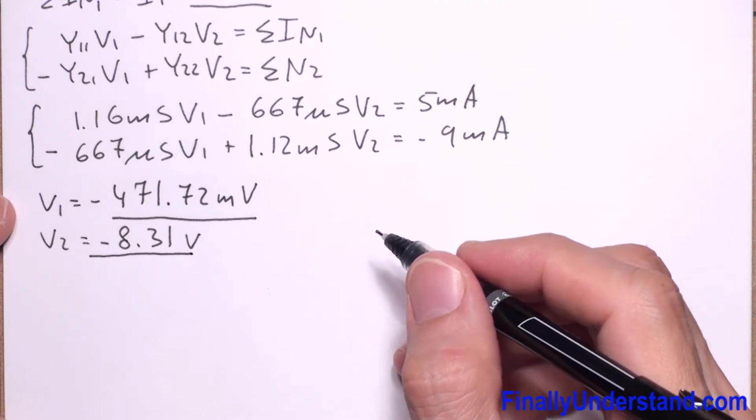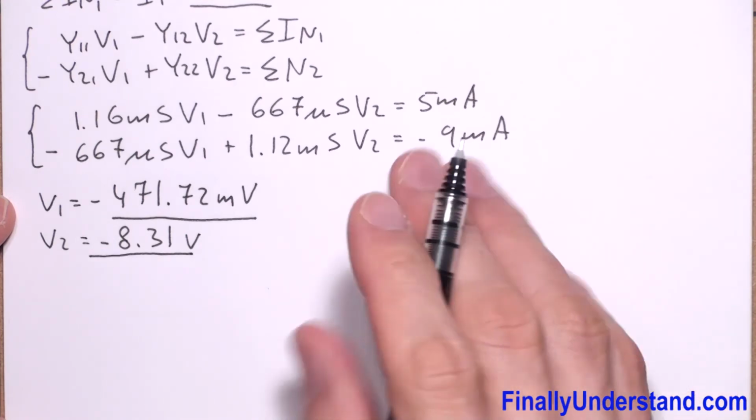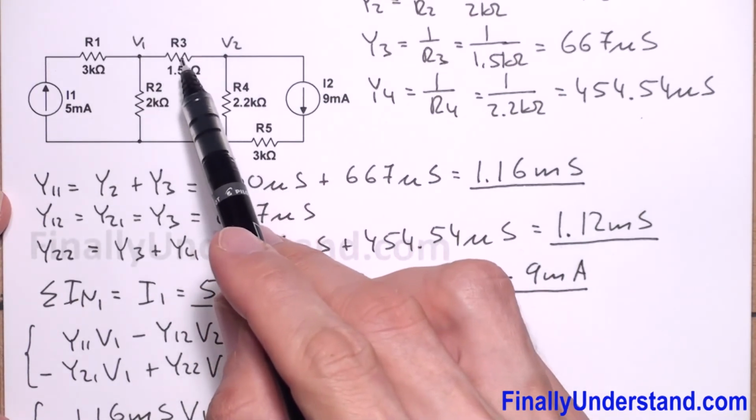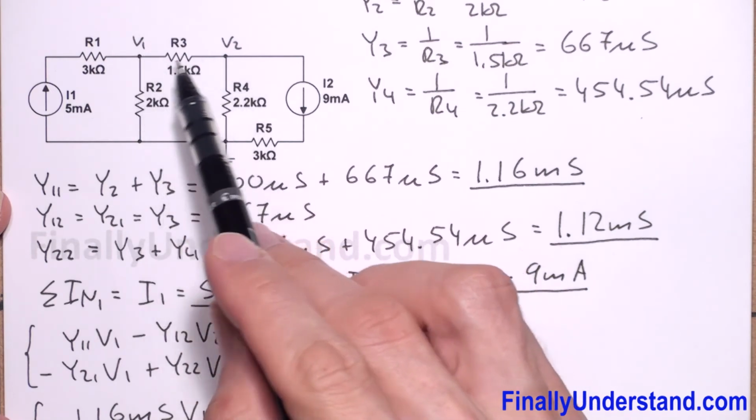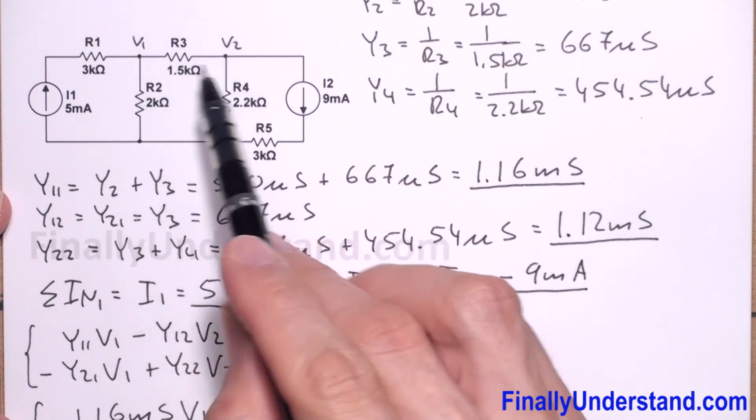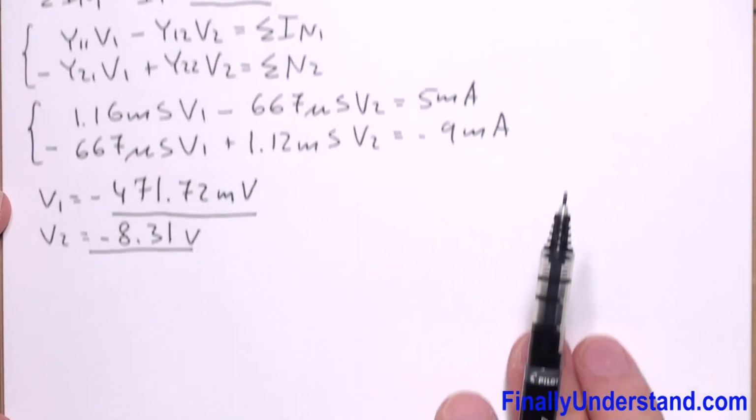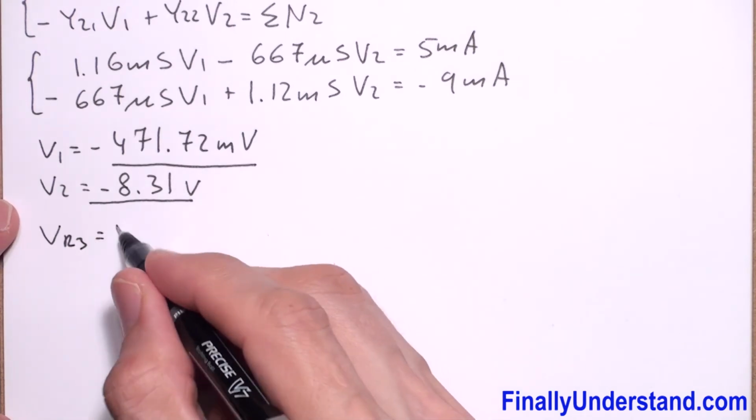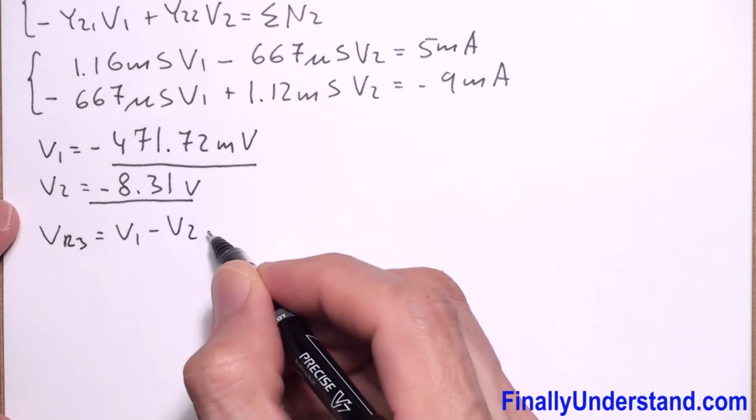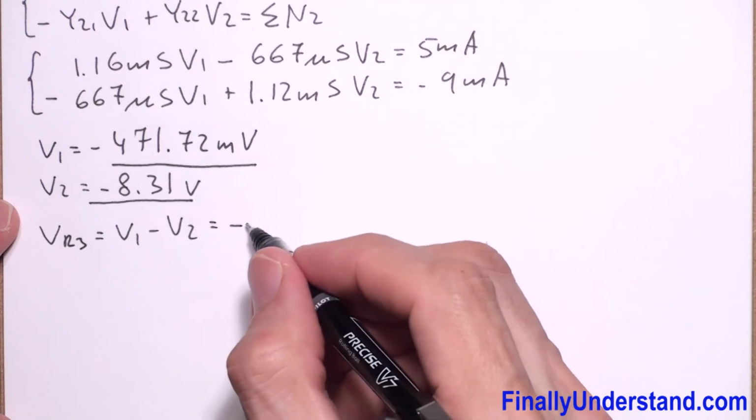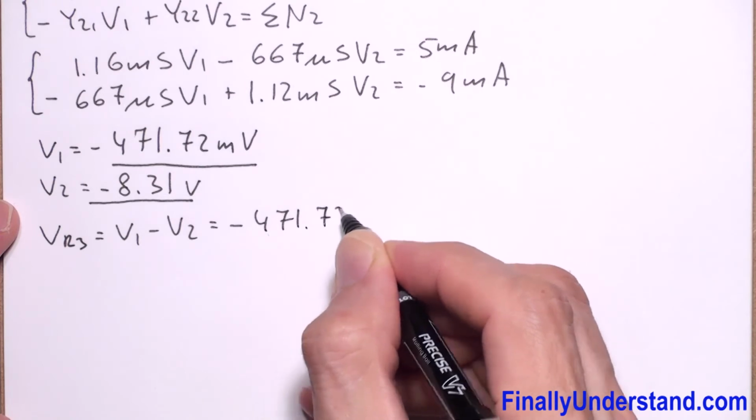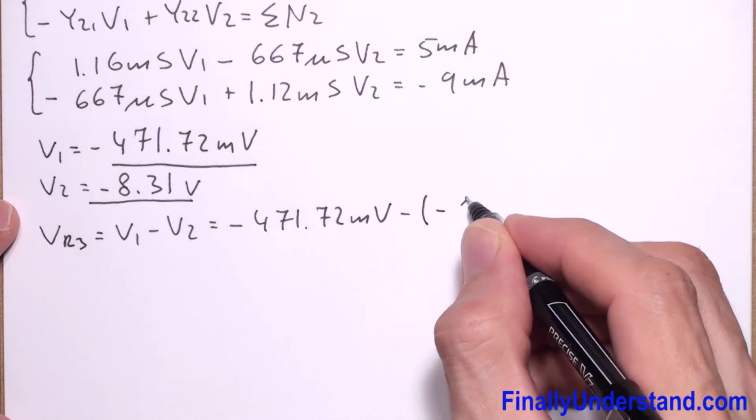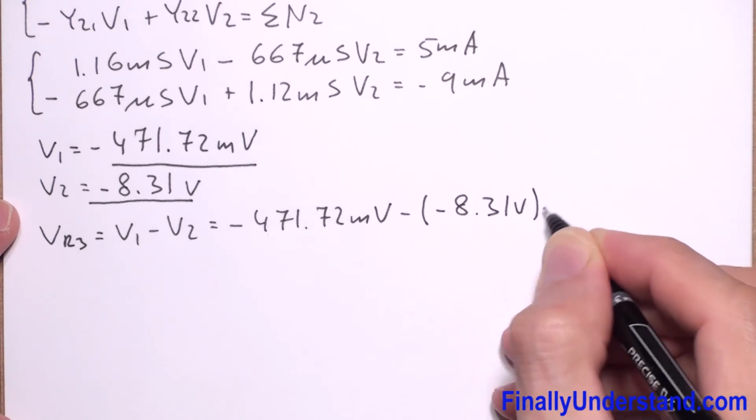Next, I'm supposed to find voltage VR3. VR3 is the voltage across resistor R3. So this is nothing else, just the difference between these two voltages. So I have VR3 is equal V1 minus V2. This is equal negative 471.72 millivolts minus negative 8.31 volts.